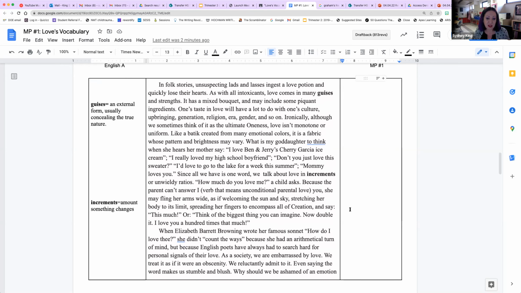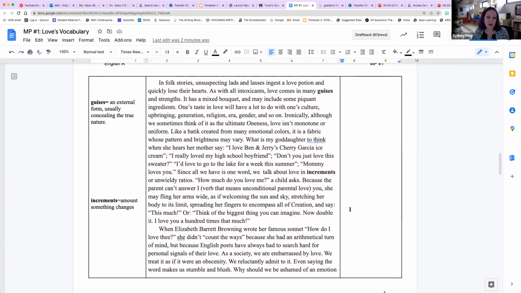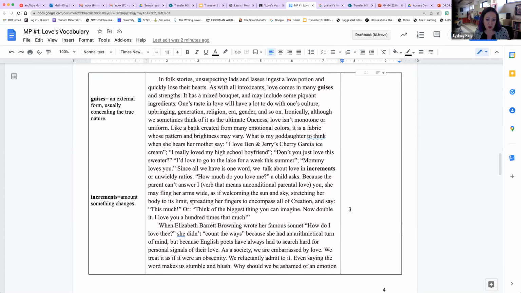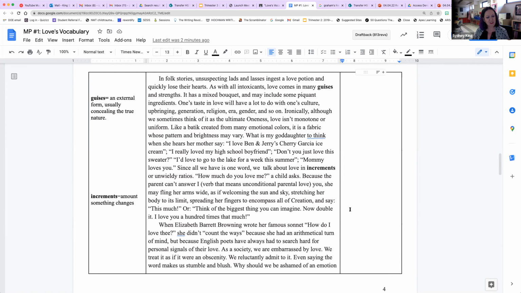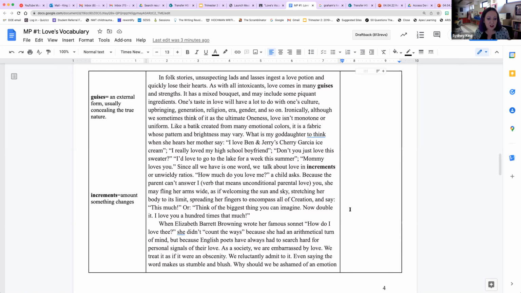Like a batik created from many emotional colors, it is a fabric whose pattern and brightness may vary. What is my goddaughter to think when she hears her mother say, "I love Ben & Jerry's Cherry Garcia ice cream. I really loved my high school boyfriend. Don't you just love this sweater? I'd love to go to the lake for a week this summer. Mommy loves you." Since all we have is one word, we talk about love in increments or unwieldy ratios.